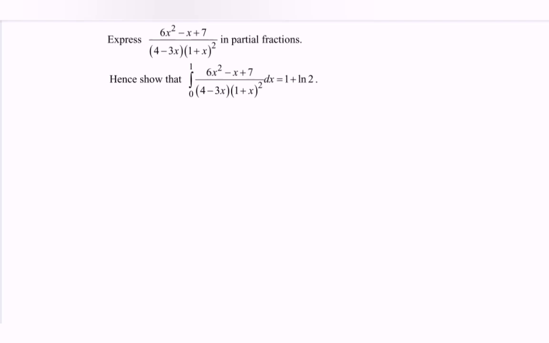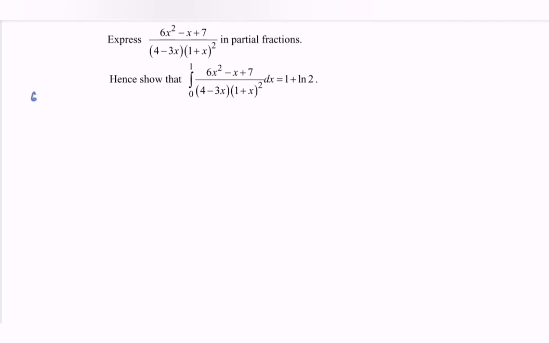Hello everyone, in this video I'm going to discuss the example for integration. Express the situation given in partial fractions. So let's begin. Referring to the numerator, we have the highest power, which is power 2. For the denominator, we have the highest power, which is the cube. So this one is considered a proper fraction.